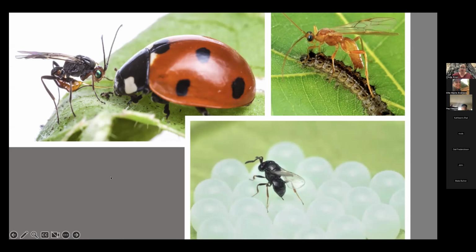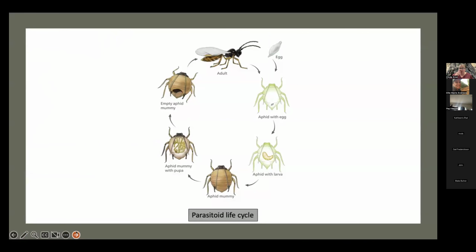So each biocontrol agent, the parasitoid, usually has a close relationship where it parasitizes one species or a group of similar species. It's not a generalist parasitoid. We don't really find those that I am aware of. They tend to be more specialized.